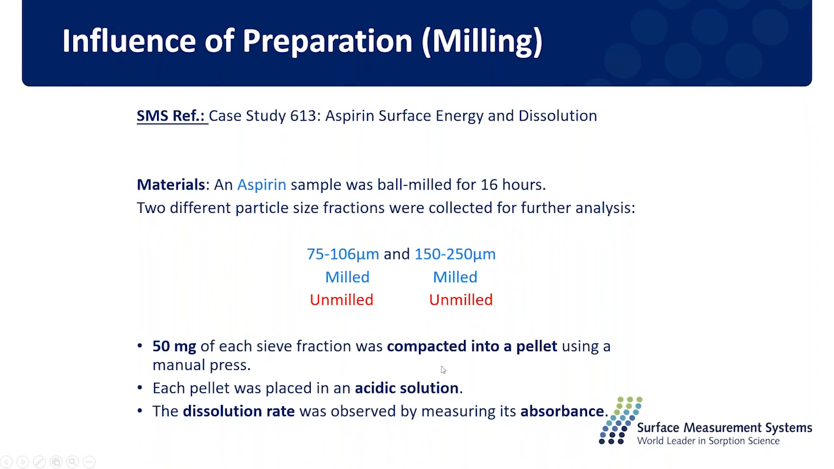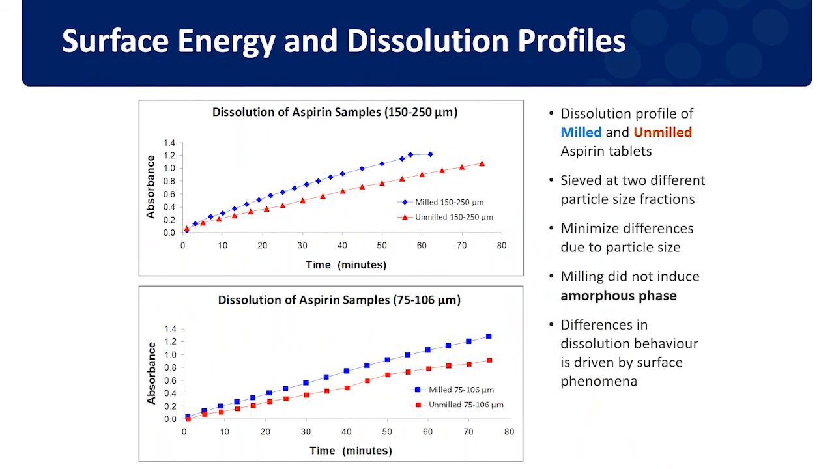All four of these particle size fractions and milled variations were pressed into 50 milligram pellets. Then their dissolution rates were observed by placing them in an acidic solution and by measuring the UV absorbance of that solution. And here you can see the same trend being observed in both particle size fractions. The milled aspirin samples were showing much faster dissolution rates when compared to their unmilled samples. The same trends can be observed over both particle size fractions, which helps support the conclusion that the difference in these dissolution rates was not just due to volumetric effects, but was due to surface behaviors. It's also important to note that this milling process did not have an amorphous phase change, which also could have contributed to the difference in the dissolution rates.